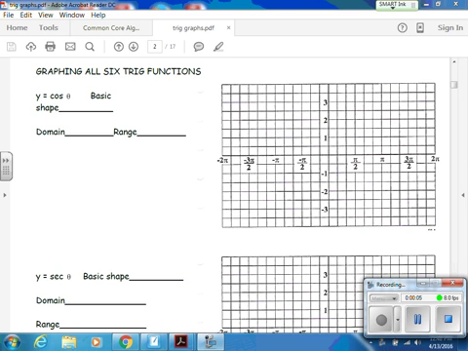6 strict functions. Oh, I made you copies of these, so you have your own. There's 2 pages.